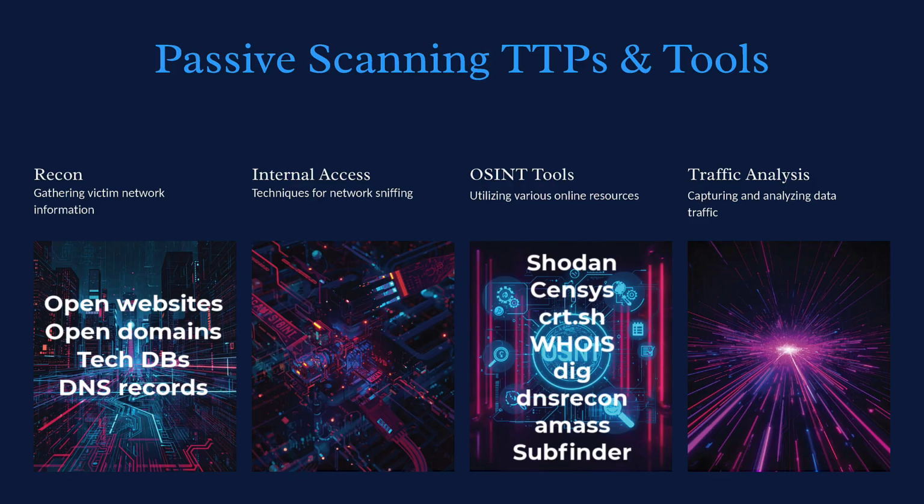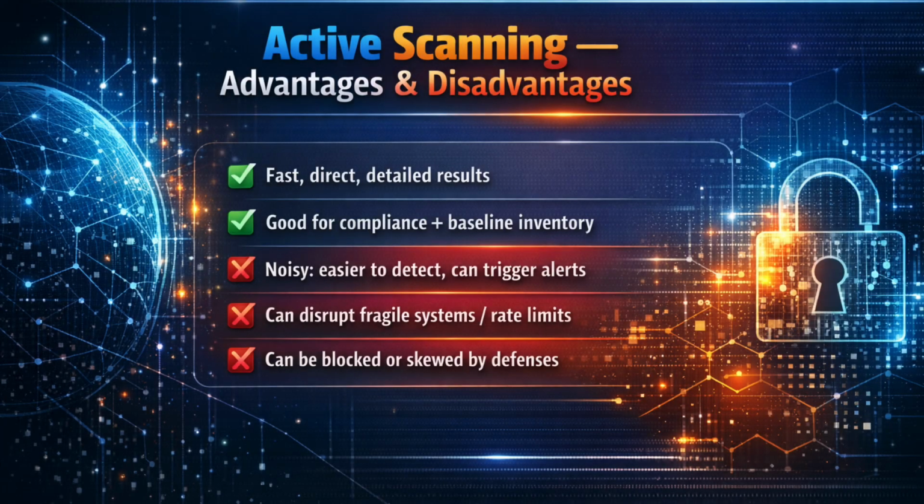For DNS-focused recon, defenders and attackers use tools such as dig, DNSRecon, Amass, or Subfinder to understand domains and subdomains. Now, if an attacker has internal access, passive scanning can become network sniffing, capturing traffic with tcpdump or Wireshark, or analyzing it at scale with Zeek or Suricata. The key idea: passive scanning reduces probing, but depends on visibility and data sources. Active scanning is popular because it's efficient.